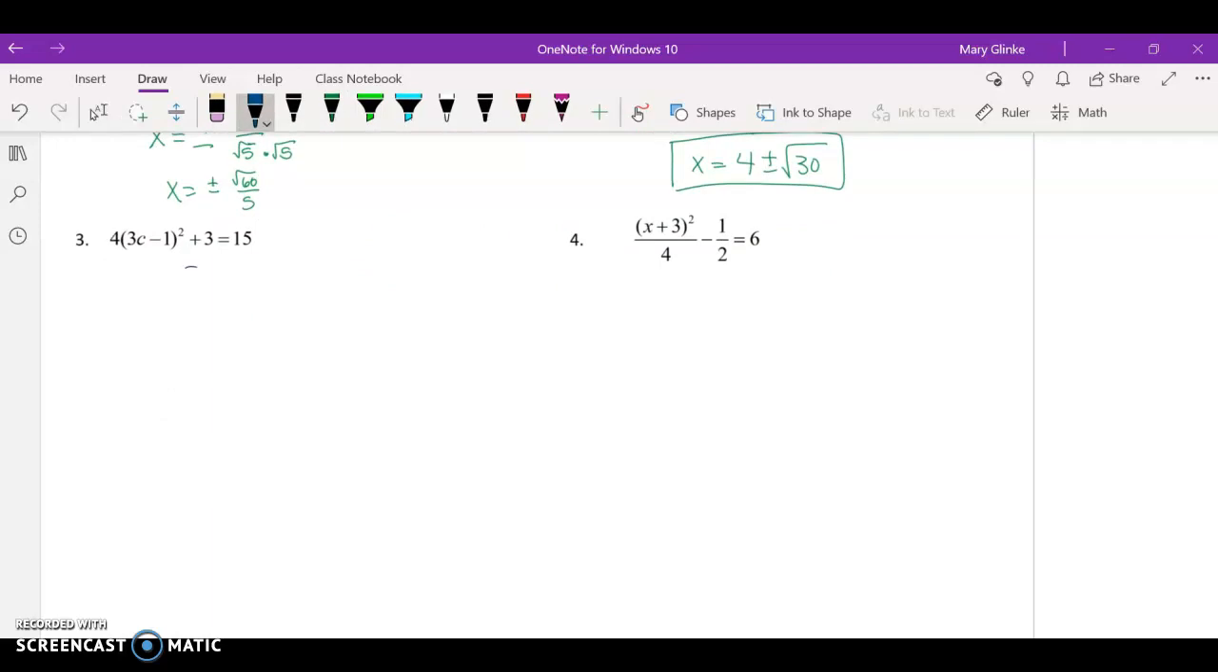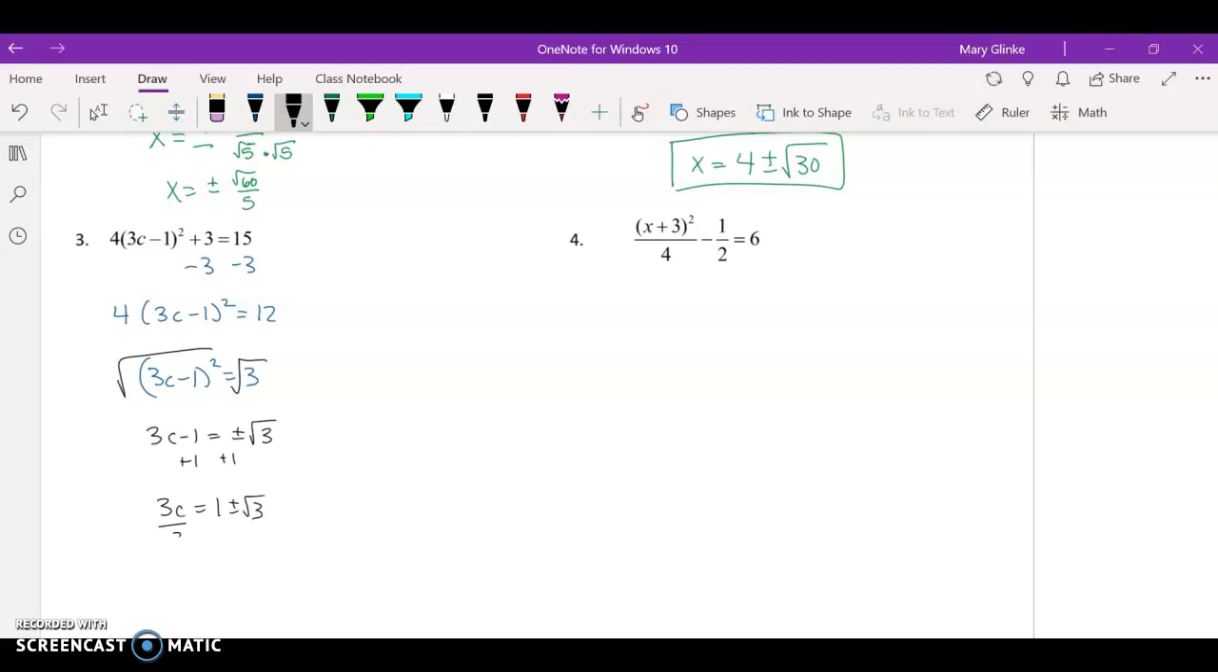So let's try a couple more. We're going to once again get the squared term alone. Then we're going to go ahead and square root both sides to get 3c minus 1 equals plus or minus root 3. We're going to add 1 over and then divide by 3 to get c equals 1/3 plus or minus root 3 over 3.